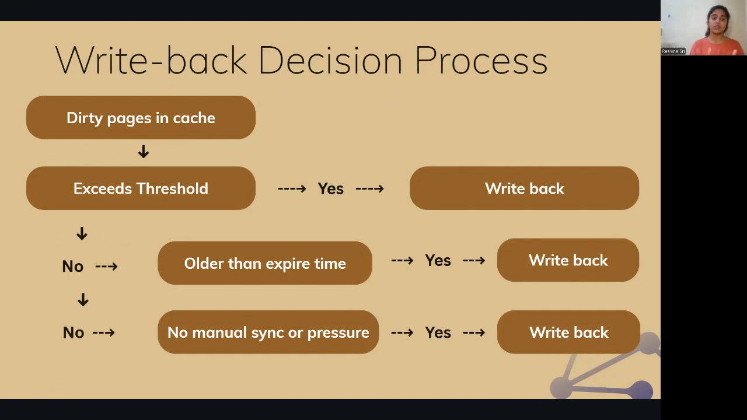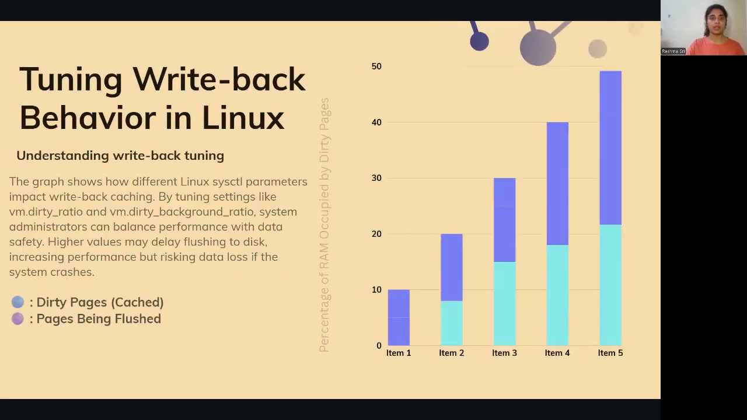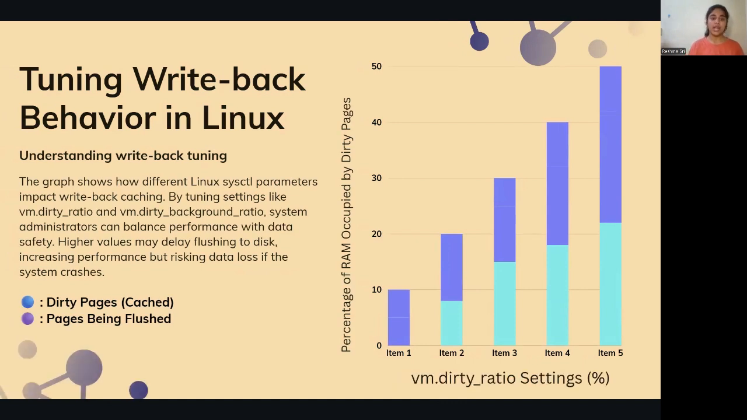Else, if the threshold value is not exceeded, we check the expiry time. If the default expiry time of the dirty page is not exceeded, then we move on to the manual sync, where the admin themselves trigger the flush mechanism to flush the data, or the dirty pages, back to the memory. Now, tuning these write-back policies and behavior will be further discussed by Reshma.